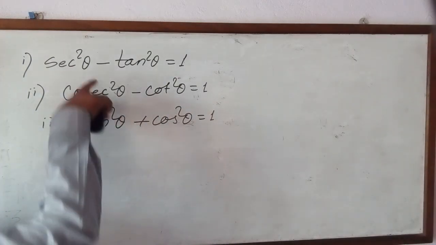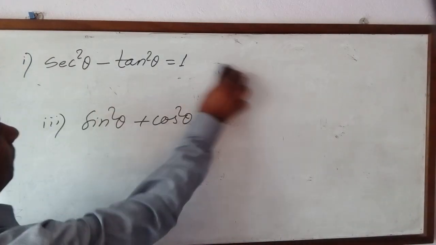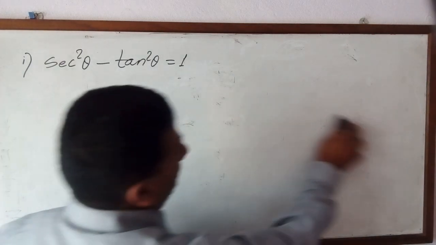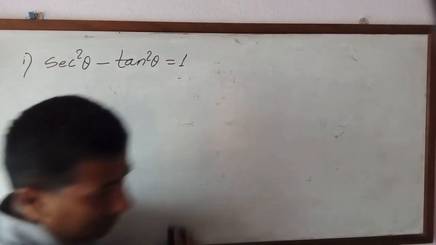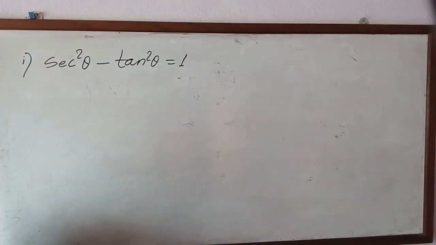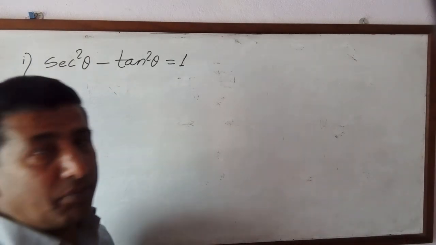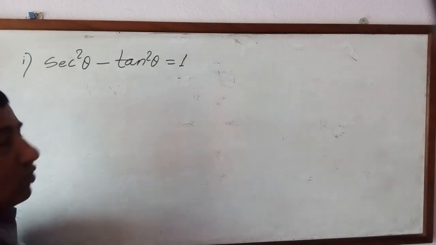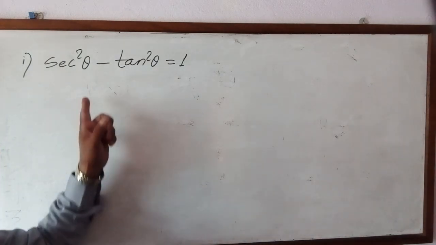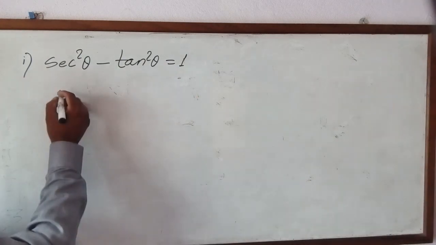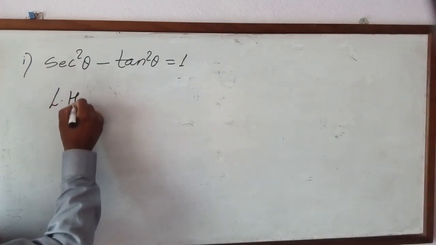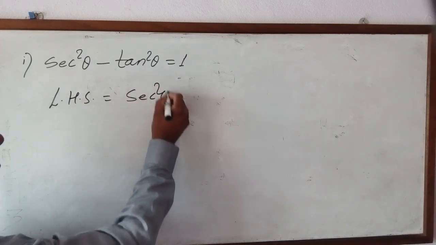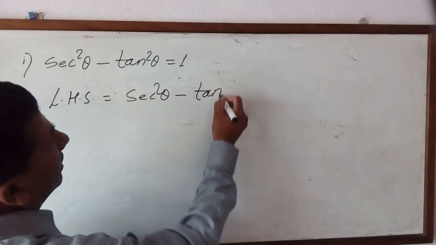Okay, I'll rub these two and begin from there. This formula we can verify by the help of the Pythagoras relation. Now to prove sec square theta minus tan square theta equals 1, how do we prove this relation? First I'll take the left hand side and derive from it. Left hand side equals sec square theta minus tan square theta.